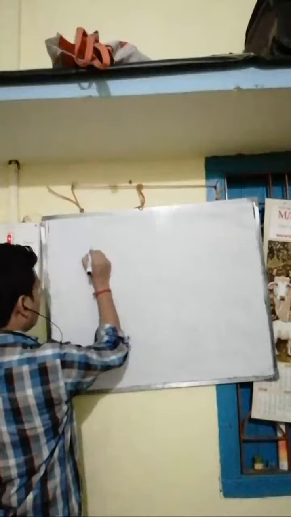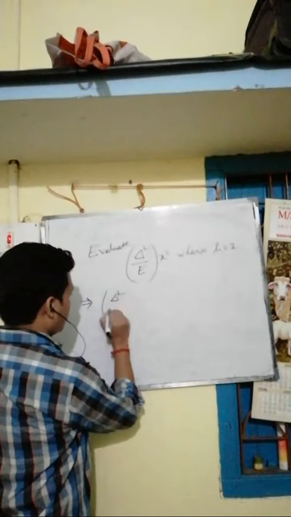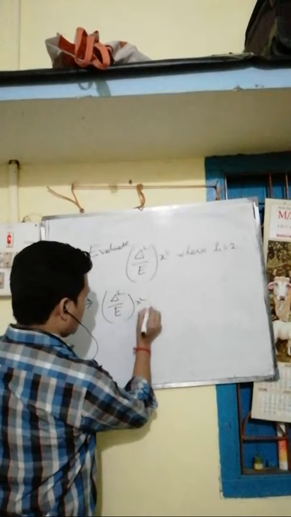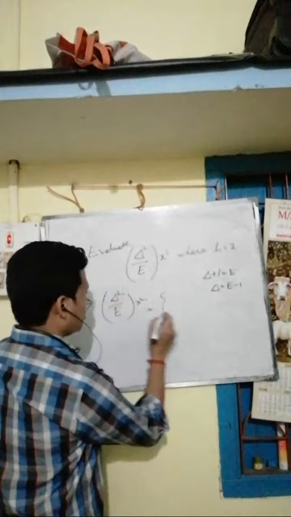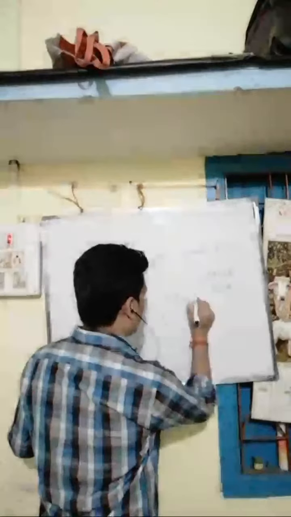Evaluate Δ square by E of x square, where h equals 2. How we solve it? The solution is Δ square by E of x square. We know that Δ plus 1 equals E. So Δ equals E minus 1. Now we can replace Δ by (E minus 1) whole square by E of x square. Clear?